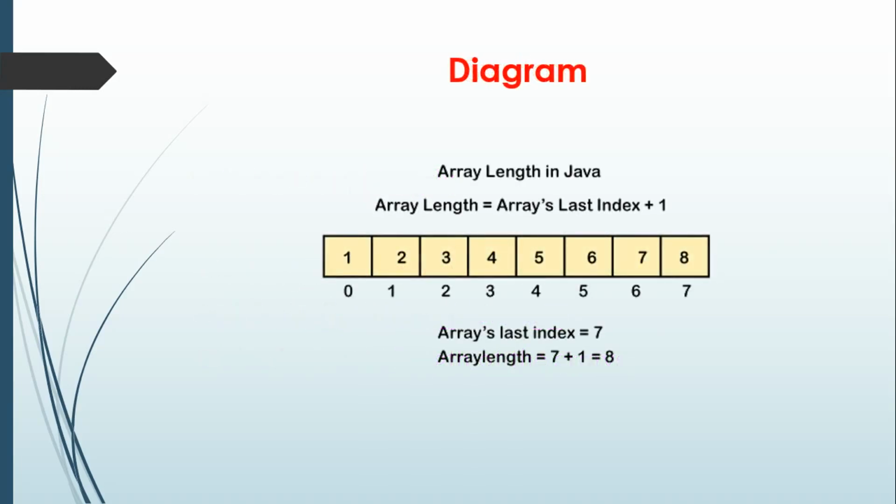Here is the diagram: array length in Java is equal to the array's last index plus 1. As we all know, an array starts from index 0, so the array's last index will be 8. If I want the length of an array of 7 variables, then the length is 8 because it starts from 0 to 7, and then if 1 is added to it, it will become 8.